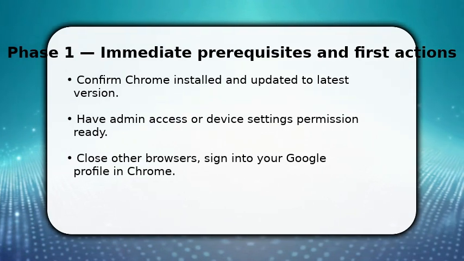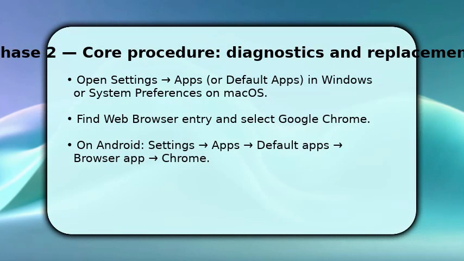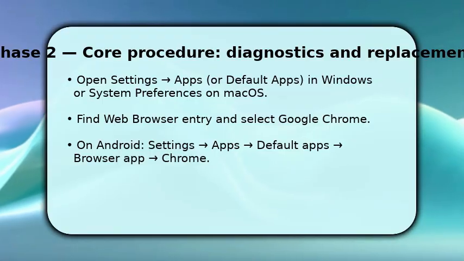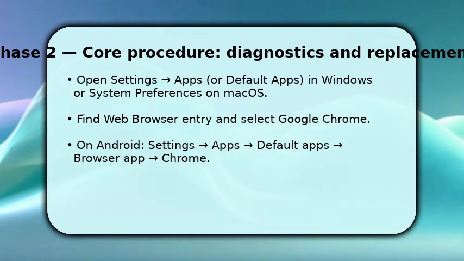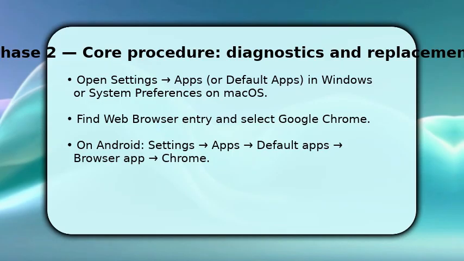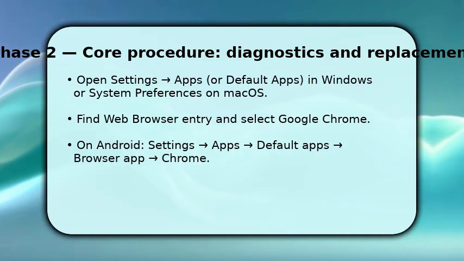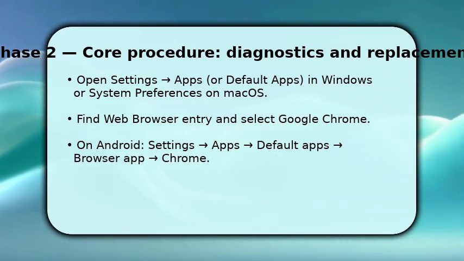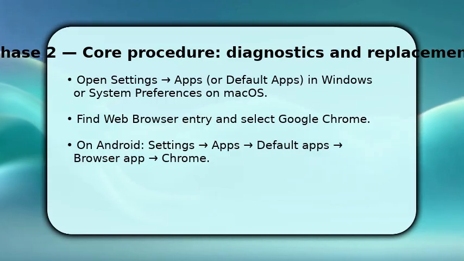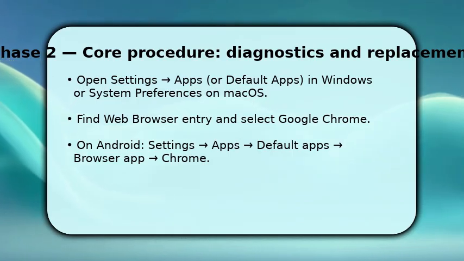You now change system defaults. On Windows, open Settings, choose Apps, then Default Apps, locate the web browser entry and pick Google Chrome. On macOS, open System Settings, go to Desktop and Dock or General depending on version, and set Google Chrome as default web browser. On Android, go to Settings, Apps, Default Apps, then Browser App and choose Chrome.